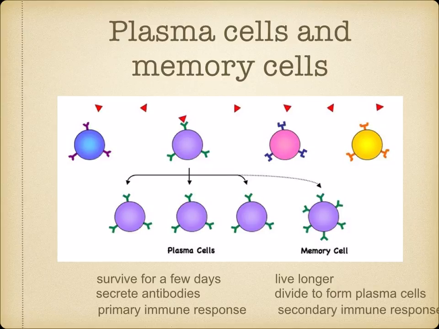The memory cells live considerably longer than plasma cells, often for decades. These memory cells do not produce antibodies directly, but rather they circulate in the blood and tissue fluid until they come into contact with the same antigen at a further date. So when they do so, they rapidly divide and develop into plasma cells and more memory cells. And the plasma cells produce the antibodies and secrete them so that the pathogens are destroyed. And then your new memory cells circulate in readiness for a further infection.